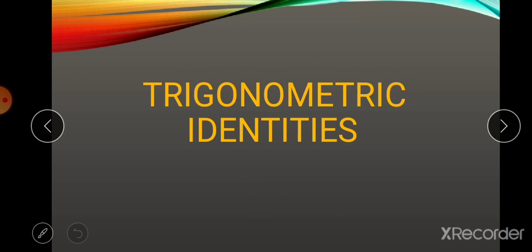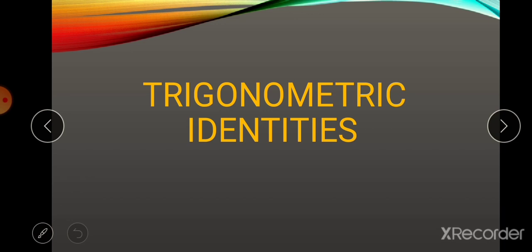Can you recall what the algebraic identities are? Yes, a plus b whole square means a square plus 2ab plus b square, and a minus b whole square is a square minus 2ab plus b square, and a plus b plus c whole square, a plus b whole cube. They are all identities. Why are we calling them identities? When we apply any values, any integers, any real numbers, to the LHS and RHS, they will be equal.